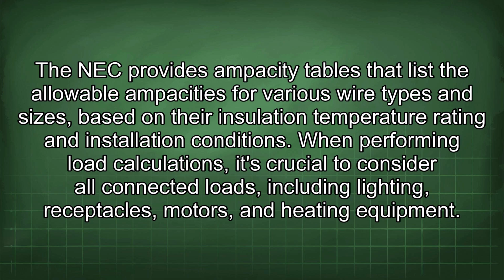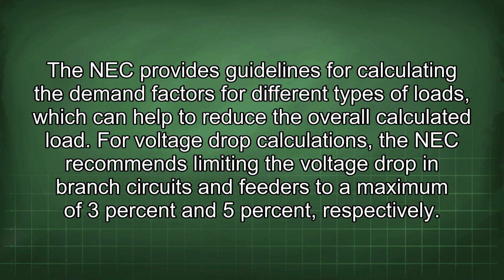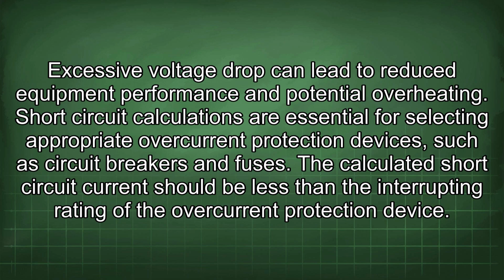When performing load calculations, it's crucial to consider all connected loads, including lighting, receptacles, motors, and heating equipment. The NEC provides guidelines for calculating the demand factors for different types of loads, which can help to reduce the overall calculated load. For voltage drop calculations, the NEC recommends limiting the voltage drop in branch circuits and feeders to a maximum of 3% and 5% respectively. Excessive voltage drop can lead to reduced equipment performance and potential overheating.